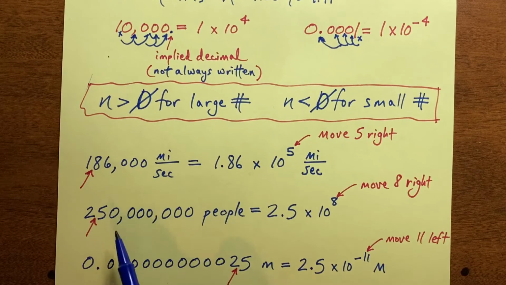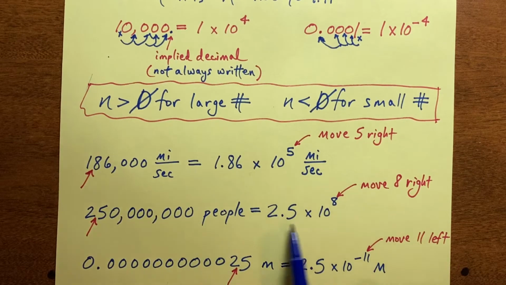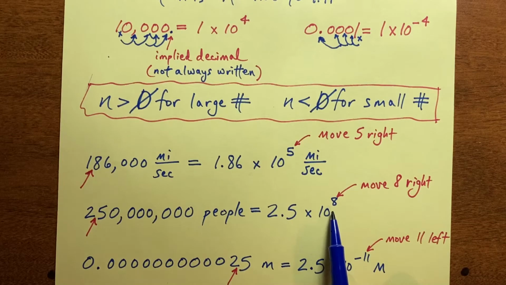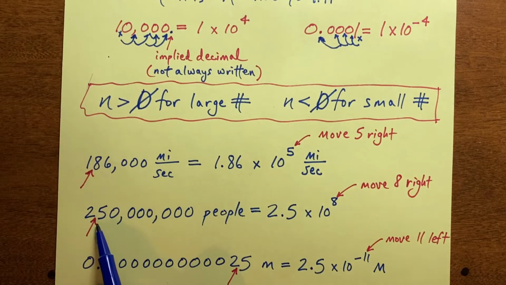The number 250 million people, for instance, would be a very large number. So the power of 10 will be greater than 0. So you imagine it to be here, and you count 1, 2, 3, 4, 5, 6, 7, 8. 10 to the 8th. This is the same as this number.